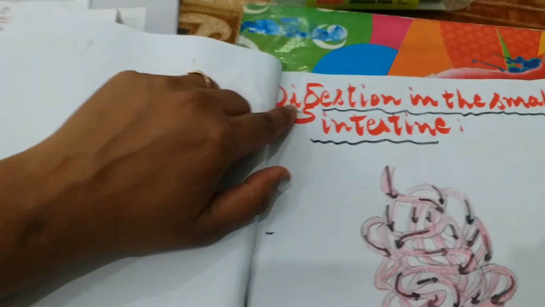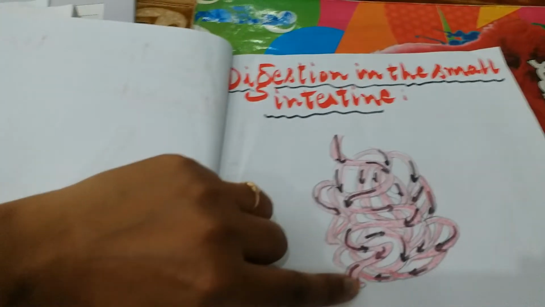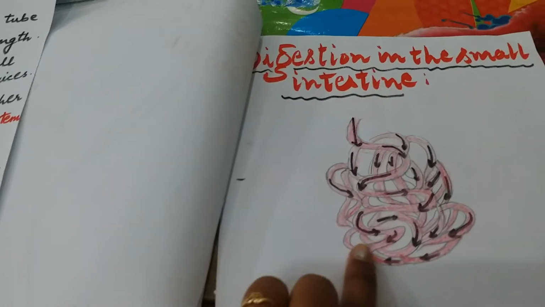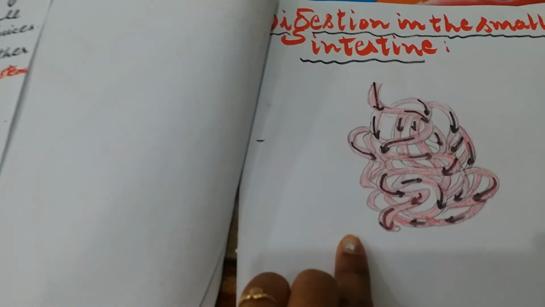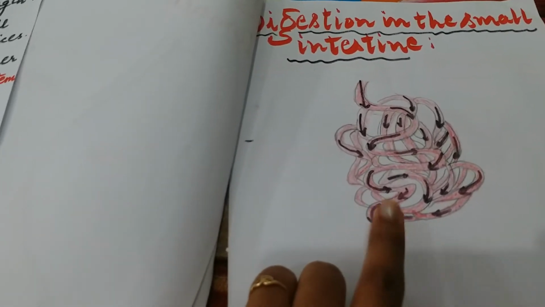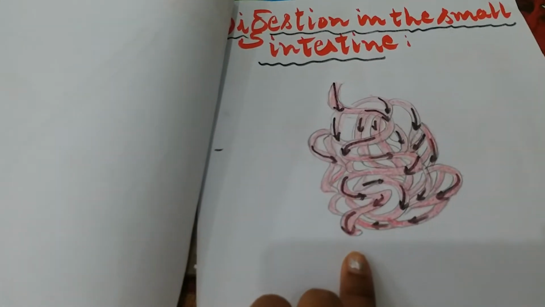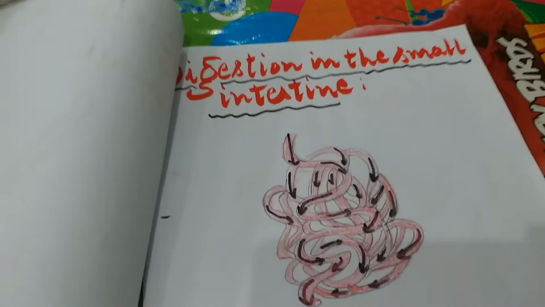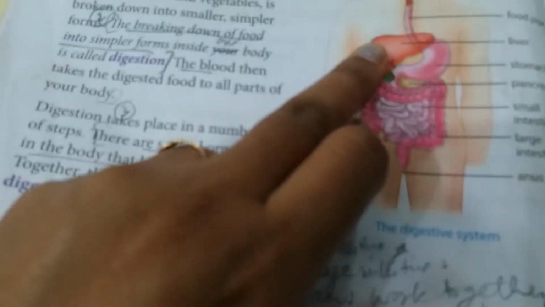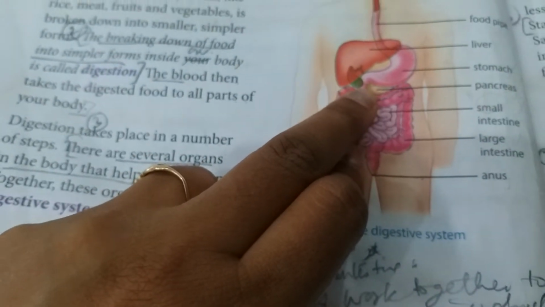Let's see another digestive organ, the small intestine. Now the digestion in the small intestine. Let's have a look what happens. It is a coiled structure, about 6 meters in length. The inner walls of the small intestine produce certain juices. Liver and pancreas are the main organs. You can see in your book also here. These are the organs, the liver and the pancreas.